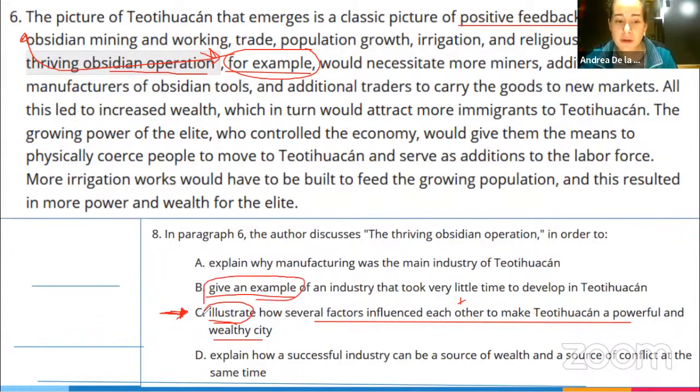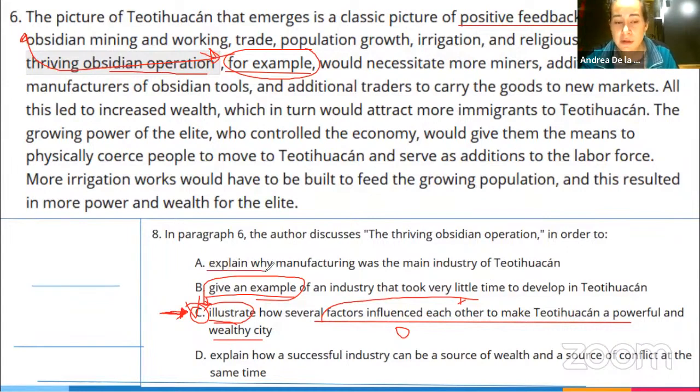So it could be B or it could be C, but the only one that has the two parts correct, which is the verb and the object, will be C, right? It's an example of the main idea. So it's trying to illustrate the main idea, right? Option B has something else.